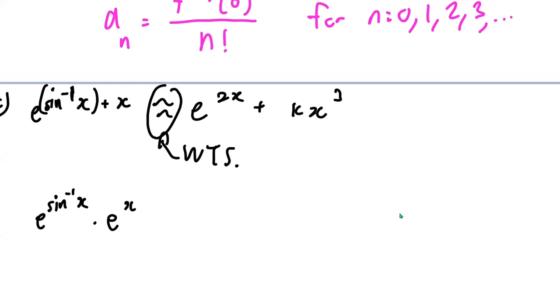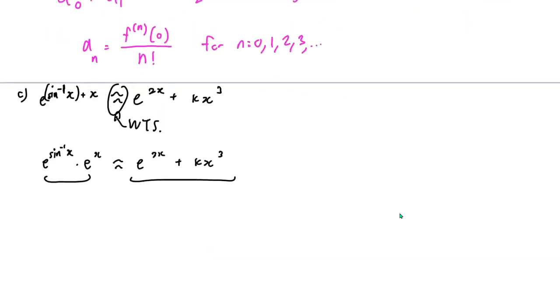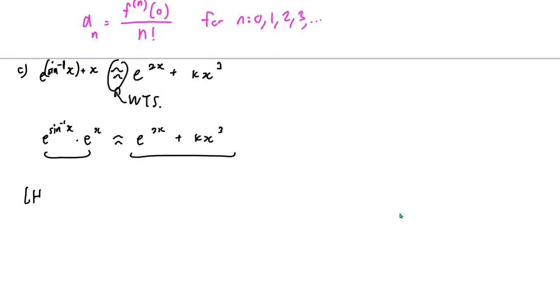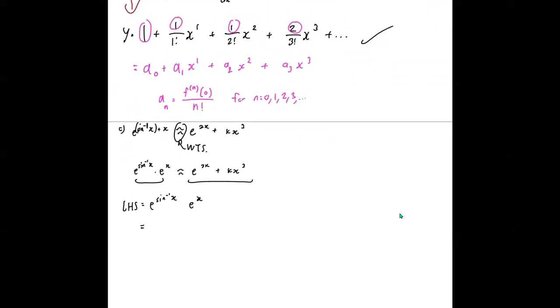Right. Then if you want to show it's approximately e power 2x plus kx cubed, that just means that you need to show left-hand side is the same as right-hand side. So let's focus on the left-hand side first. On the left-hand side, we got this guy. E sine inverse x, we already found the answer. It's this guy, right? So I'm just going to recycle the answer we got from part 2.